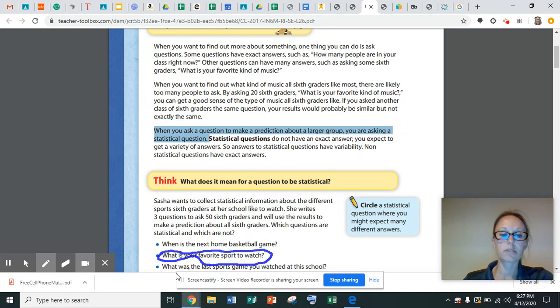And then the last one says, what was the last sports game you watched at this school? Well, that could have a variety of answers too. So I would probably circle that one too. Ooh, I'm not very good with the circling. Okay, so do you see why those last two questions are statistical questions and why they have many different answers and why the first one doesn't? The first one just says, when is the next home basketball game? That has an exact answer, so that cannot be a statistical question.